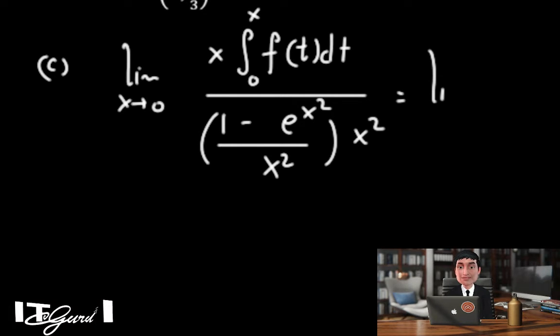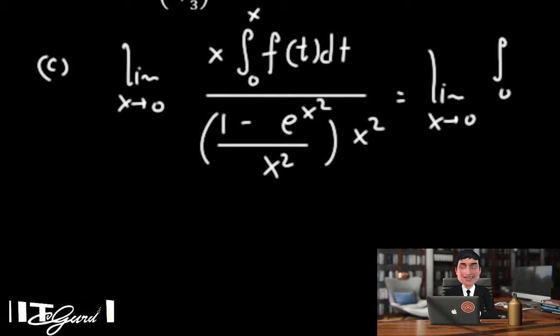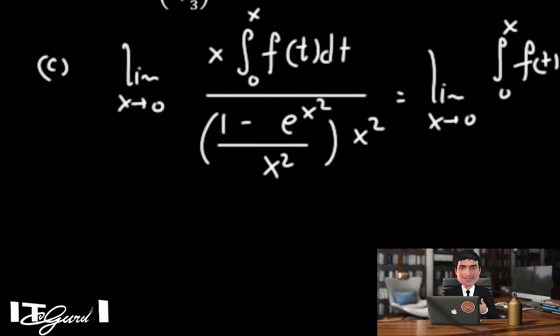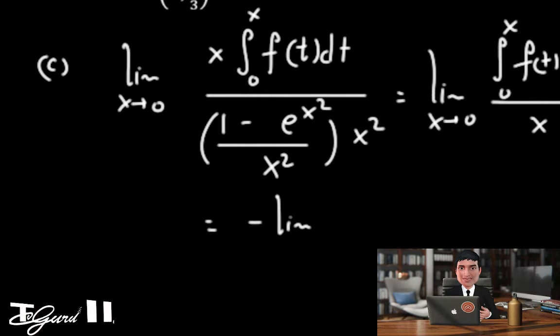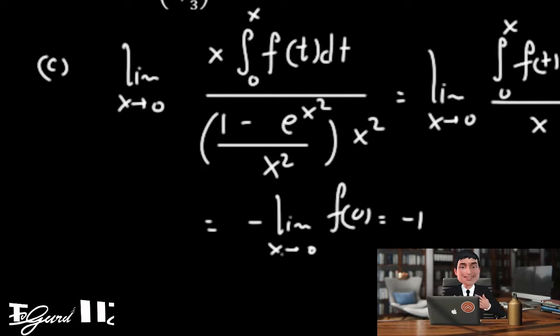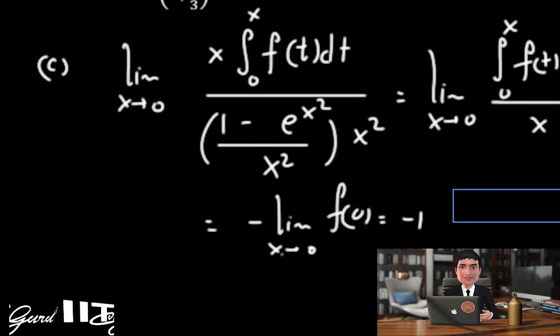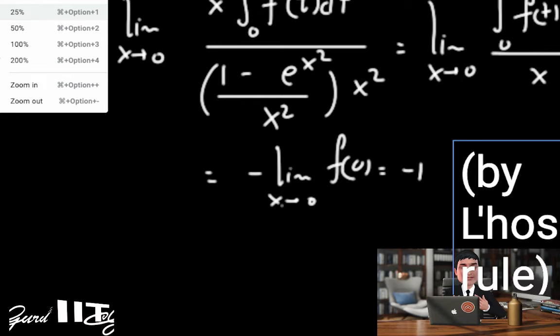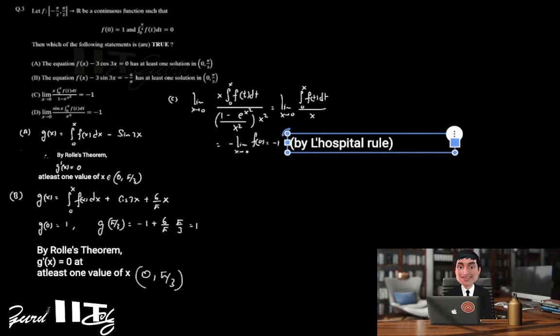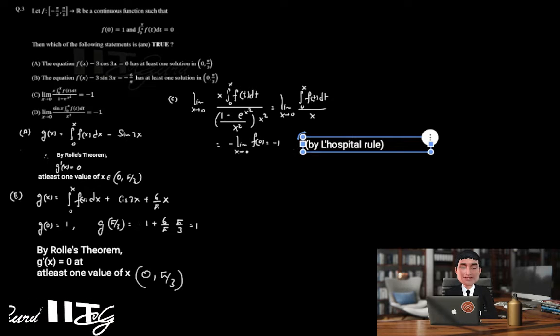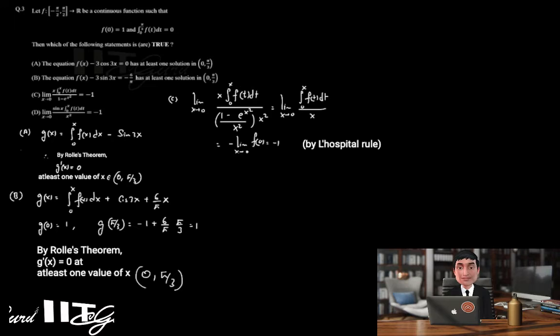Limit x tends to 0, and here that is 0 to x, f(t) dt. Okay, and this is equal to minus limit x tends to 0, f of 0, and that is equal to -1. So here we are using L'Hopital rule. So we can write over here also that we are using L'Hopital rule, and we can show this all. Okay, fine. So C option is correct. So A, B, C, 3 options are correct.